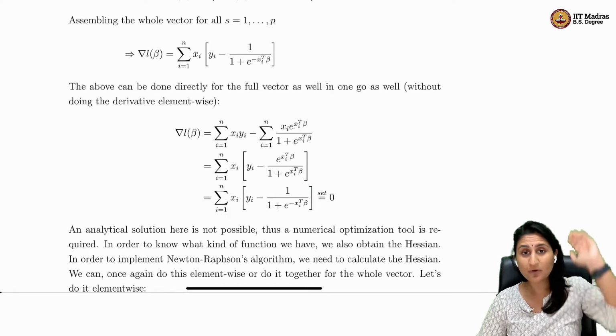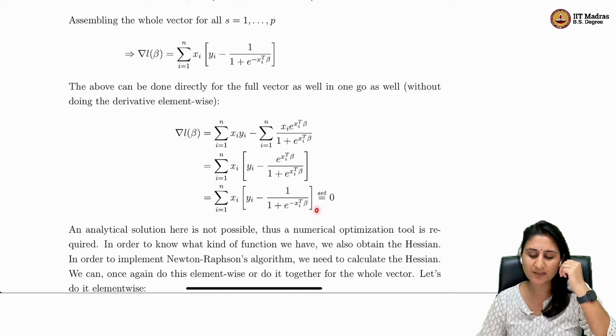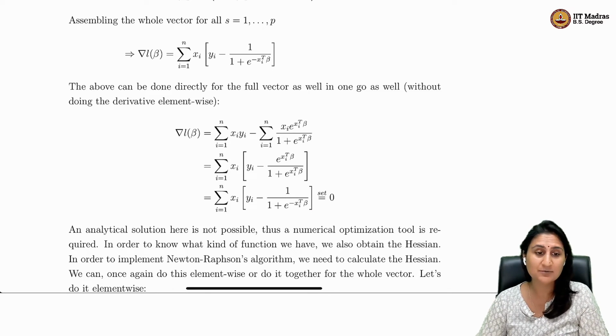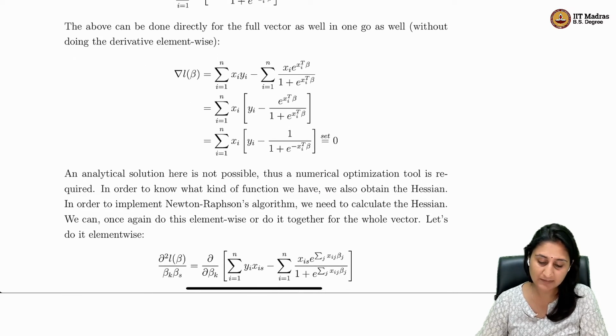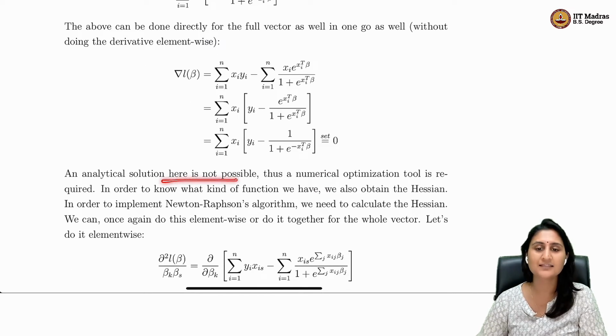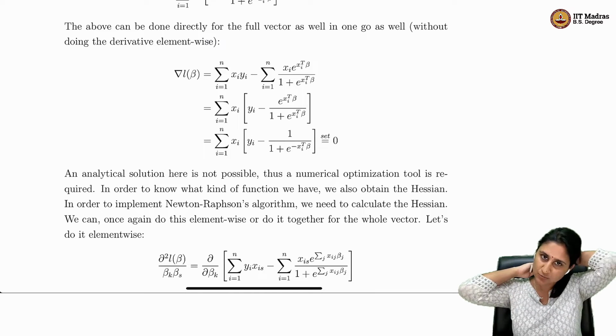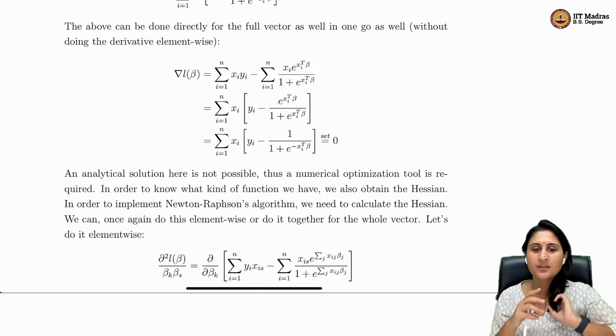And now remember, we want to optimize this function, and so we set it to 0. Once we set it to 0, we want to see whether an analytical solution is possible in order to solve for beta, but it is not. Beta is inside this summation, and there's no way to separate that out to actually get a solution for beta. So an analytical solution here is not possible, and thus a numerical optimization tool is indeed required.